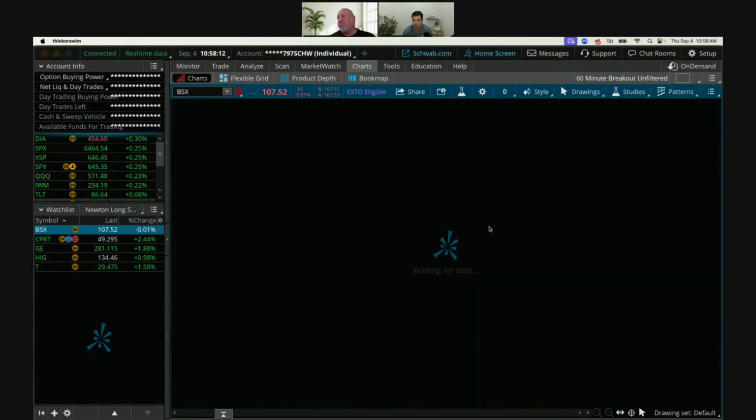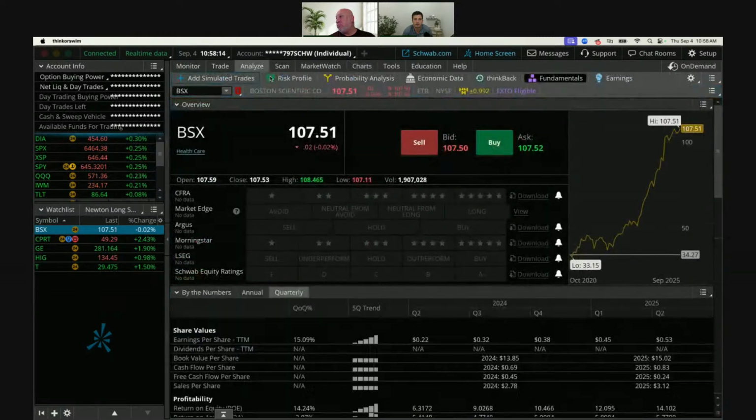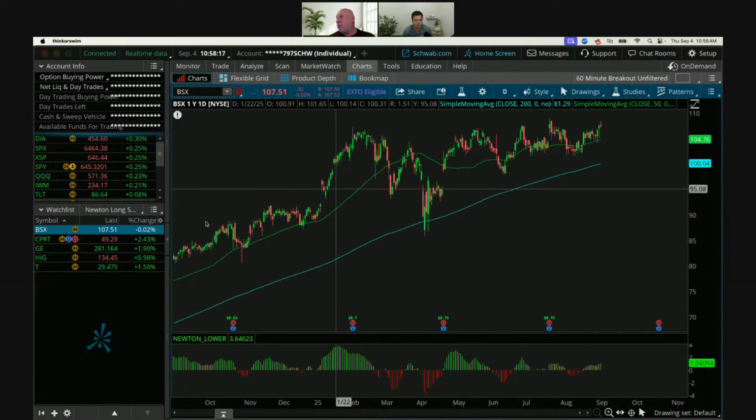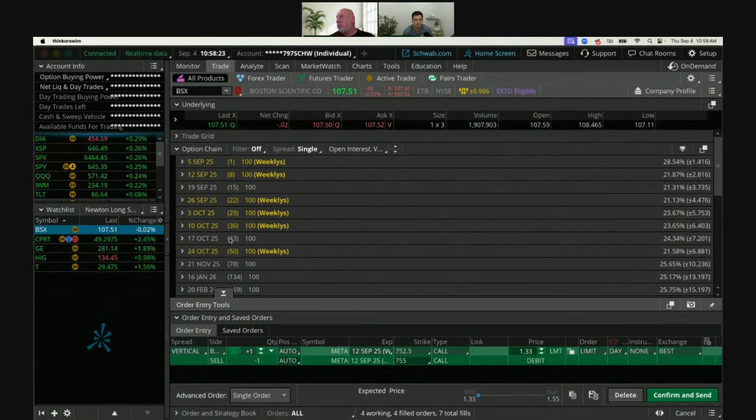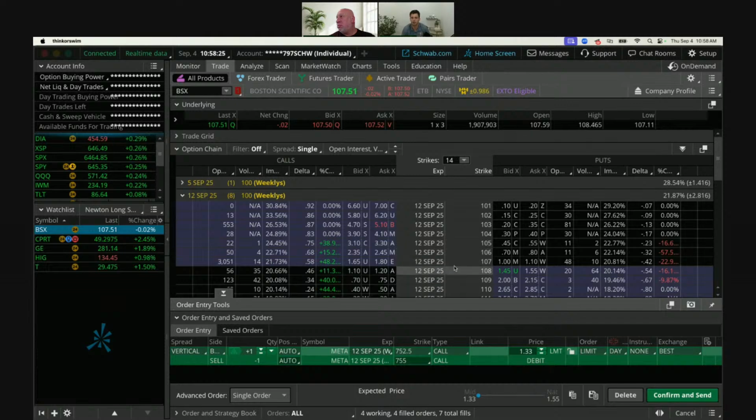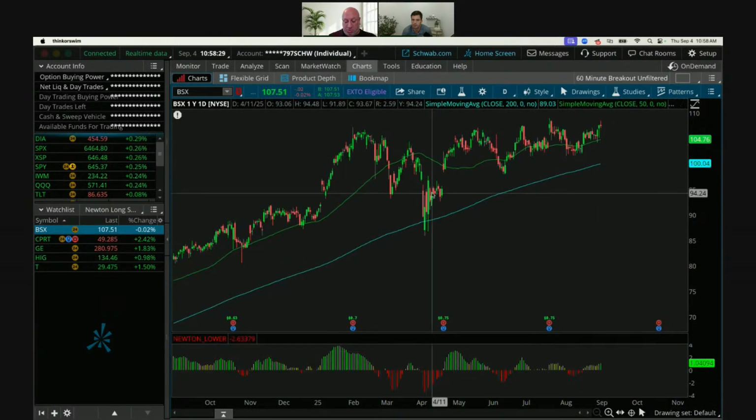Okay, BSX. This one's a monster. I think we traded BSX this week. I think I have an open trade. Oh, maybe I don't. Maybe it was last week. All right, let's look at BSX here because they have dollar strikes, so this will be perfect. All right, this one's long on Newton momentum. Great trend, strong stock. It's at $100, $107.